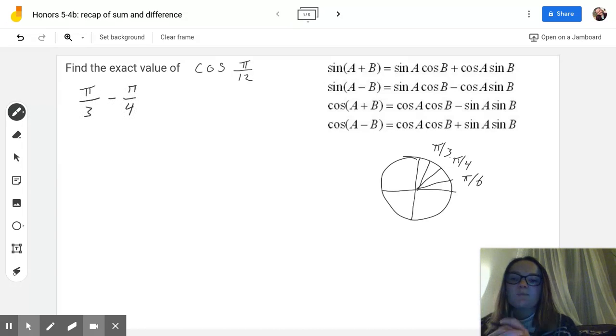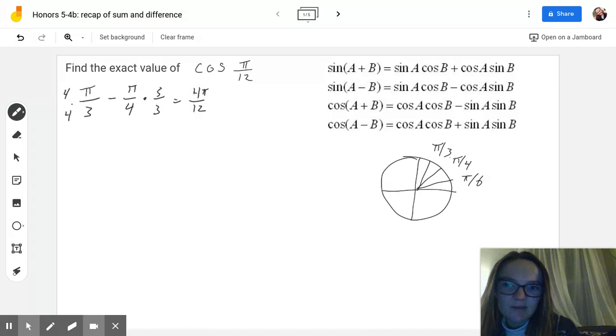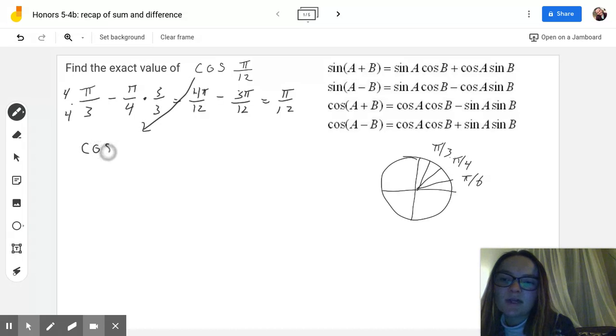So hopefully this is going to bring us back to some awesome fraction days. In order to subtract these, I need to make sure I have the same denominator. So I'm going to multiply the first by the denominator of the second, and the second by the denominator of the first, which is going to give me 4 pi over 12 minus 3 pi over 12. Well, that works out to be exactly pi over 12, which is good. So I'm going to replace pi over 12 with pi over 3 minus pi over 4. So we're going to say cosine of pi over 3 minus pi over 4.